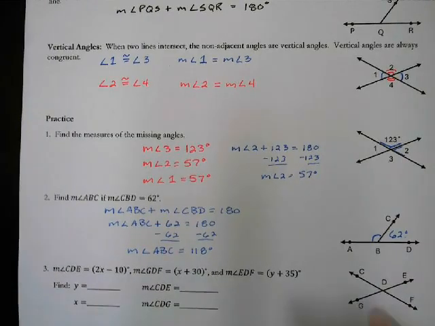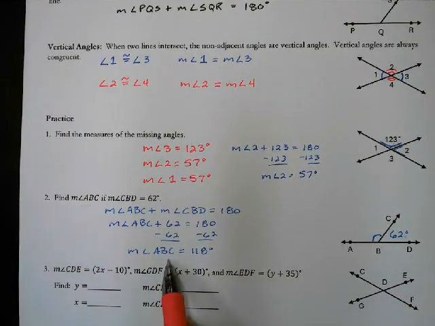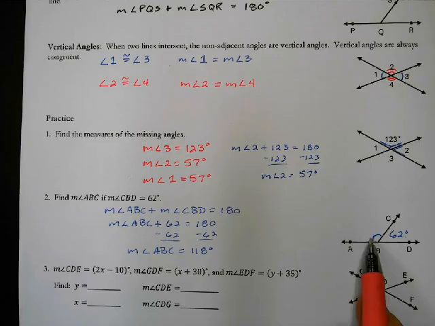So there's my answer. The measurement of ABC was 118 because these two are linear pairs, making them supplementary.